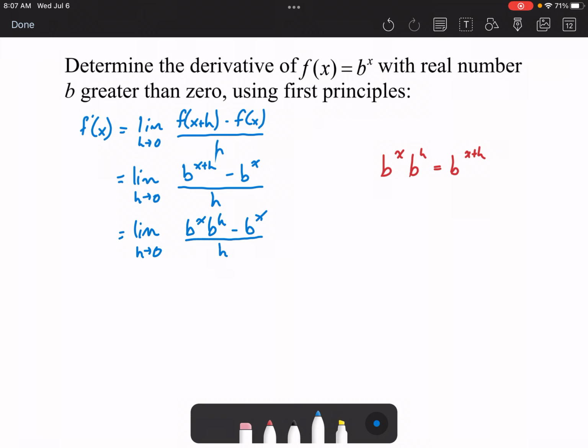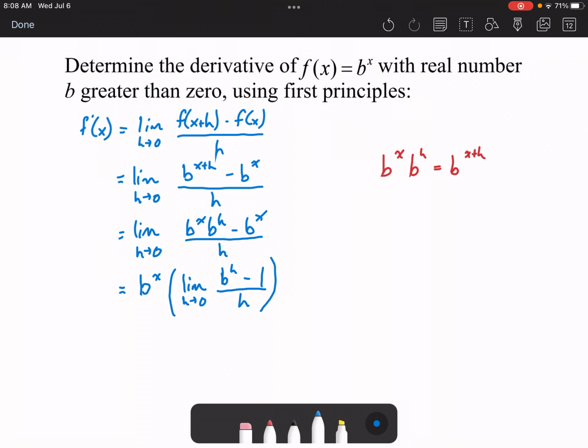Okay, so now that we have that, what we can do then is factor b to the x out of this expression. Now, because the x does not pertain to the value of h, you can actually put it outside the entire function and multiply by the limit as h approaches 0 of b to the h minus the value of 1 all over h.